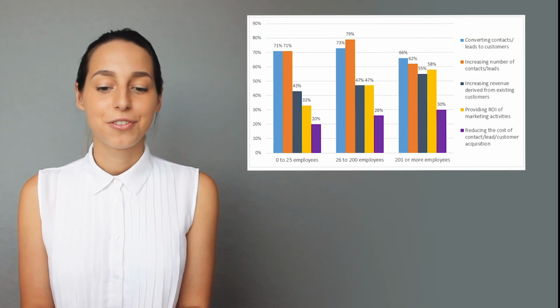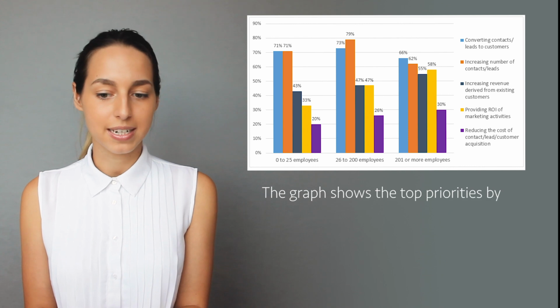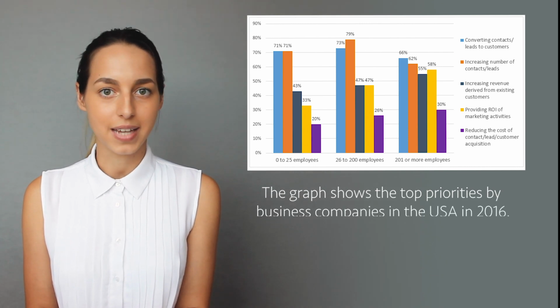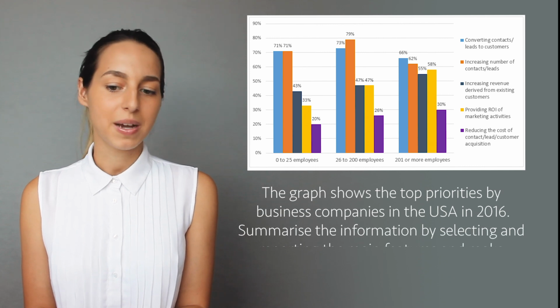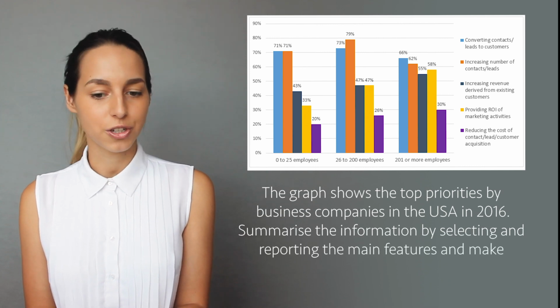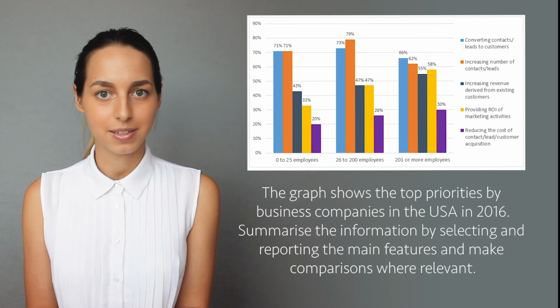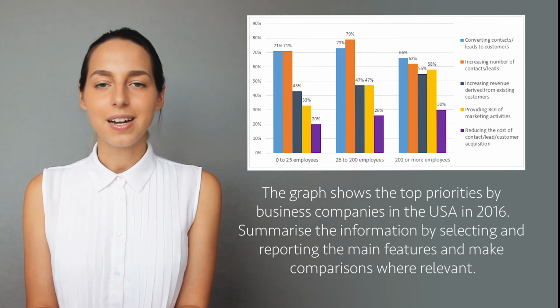So the task for today is this graph. The graph here shows the top priorities by business companies in the USA in 2016. We should summarize the information by selecting and reporting the main features and make comparisons where relevant. Okay, so we start our essay with paraphrasing the task. It's the most important in the introduction to paraphrase the task properly and to use as many synonyms that fit into the context as possible.